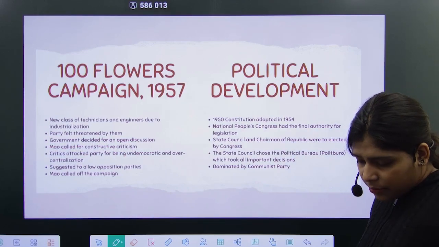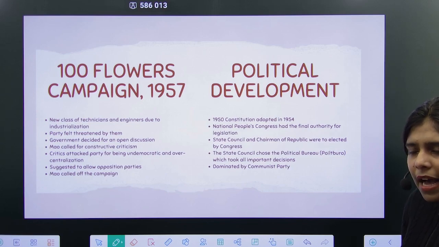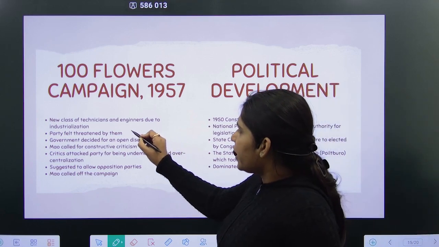But at the same time, you will see that his reforms were also being criticized by a lot of people. After exposure to the Western world, there were a lot of people who had been educated in the technical field. We had a lot of technicians and engineers rising due to industrialization as well. So Mao's party was feeling threatened by these people because they were acting as critics to his party.